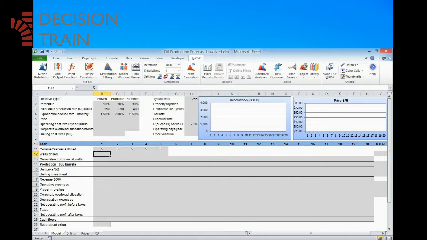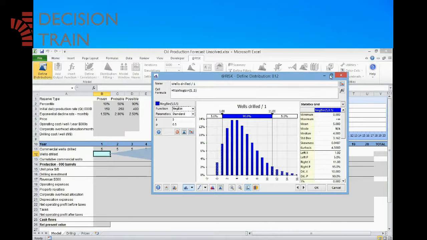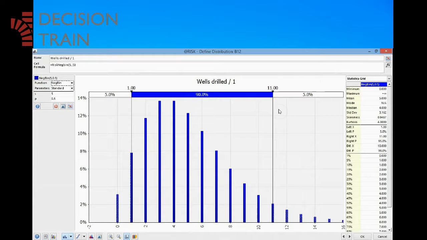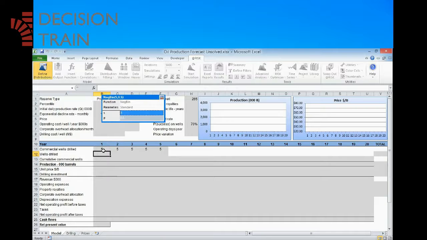17. Place your cursor on cell B12 and click on the Risk Define Distribution icon. Go to the Discrete tab and double-click to select the NegBin distribution. The following distribution appears. 18. Click on the Assign Excel References as Arguments button and click to select S as cell B11 and P, the probability of success, as cell H6.